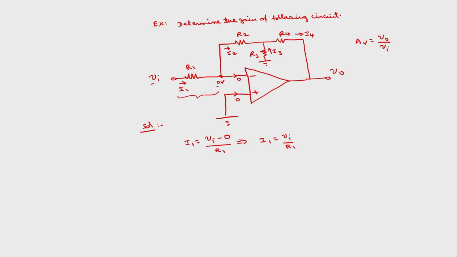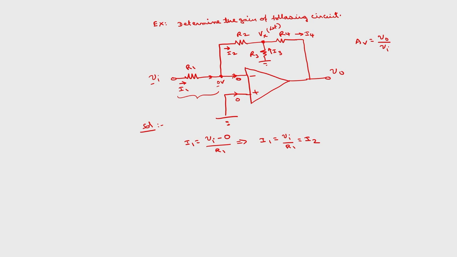But what about I2? This current is I1, and the entire I1 will flow through this feedback path because the bias current is 0. So this is also equal to I2. Let us call this voltage Vx. Then what is the expression for Vx in terms of Vi? Here I want to express all the currents and voltages in terms of Vi and V0, so that finally we can take the ratio of V0 to Vi.